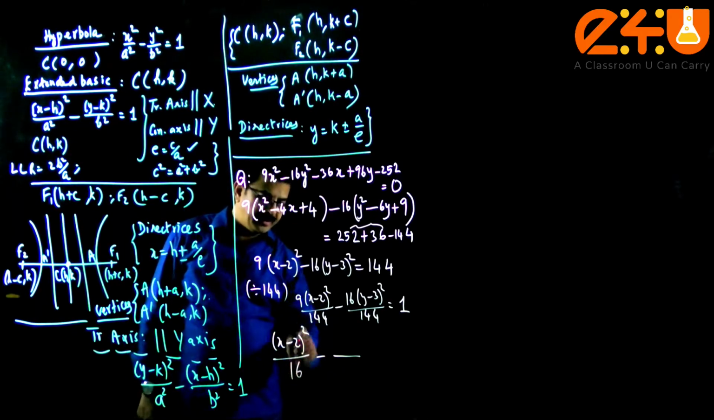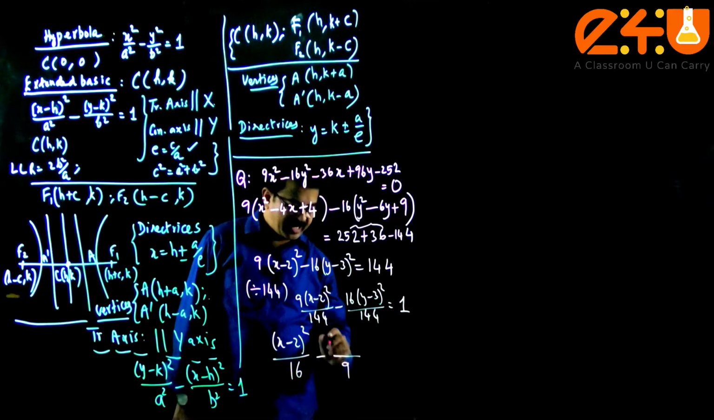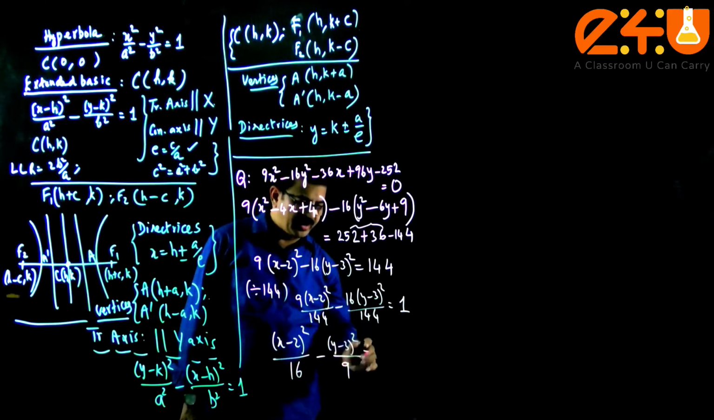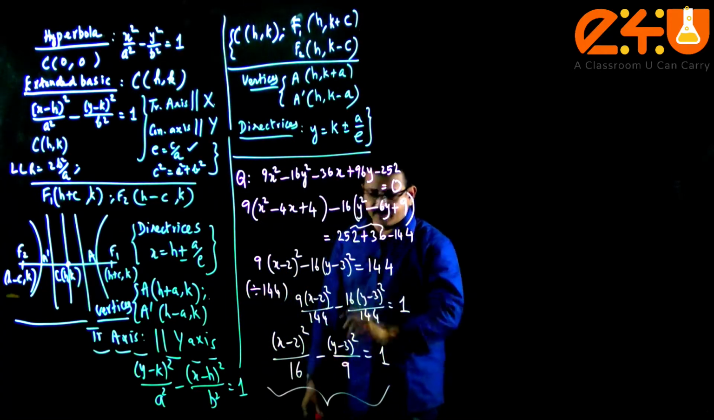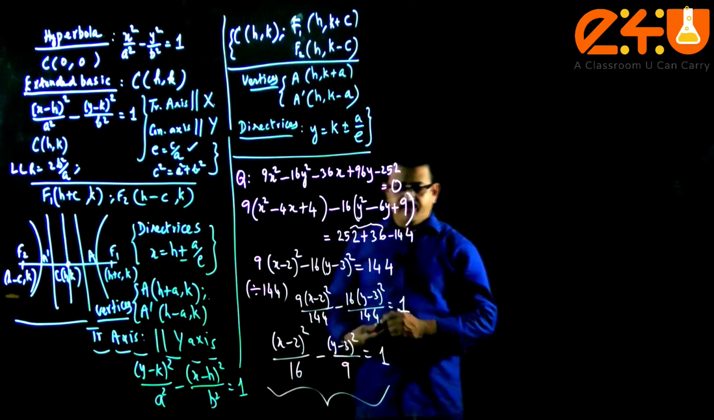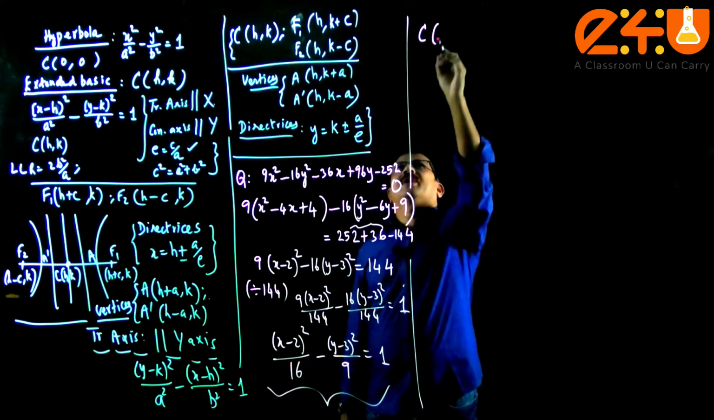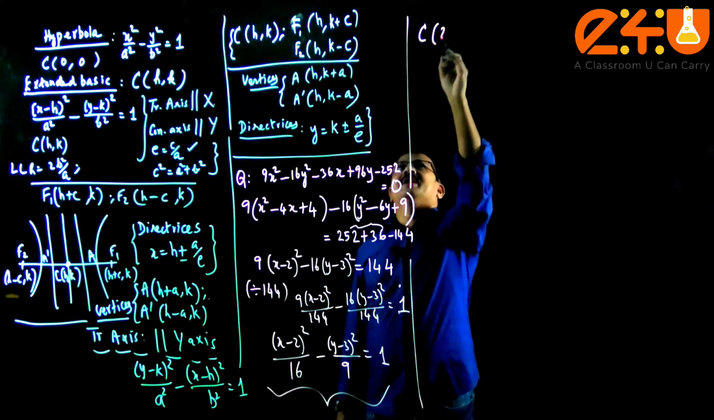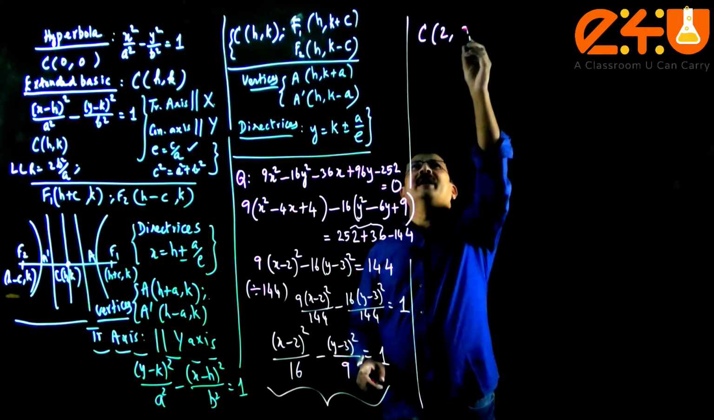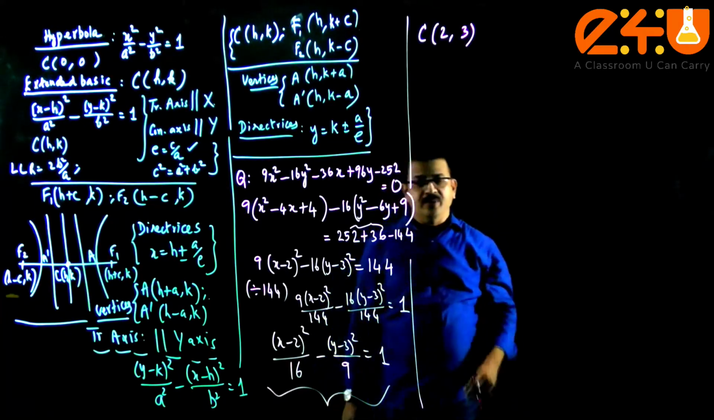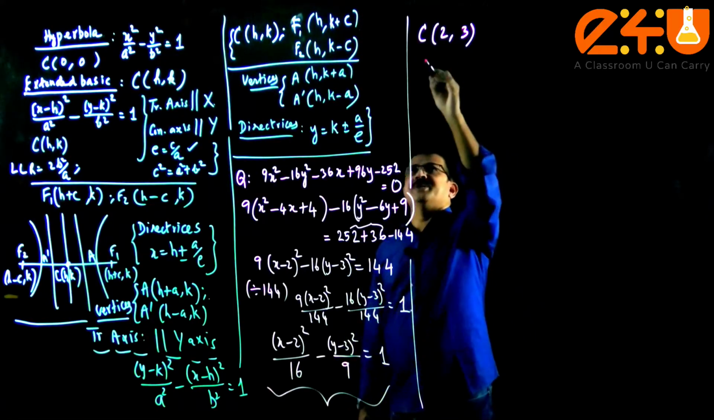So here 9 times 144, so 16 times, and 16 times 144 by 9. The numerator is (y minus 3) whole squared, and the RHS is 1. So this is what is called the extended basic form, the completed square, and the completed square helps you to arrive at the center coordinates immediately. X minus h, therefore h is 2, and y minus 3 compared with y minus k, therefore k, the y coordinate, is 3, so we get (2, 3) as the coordinates of the center.